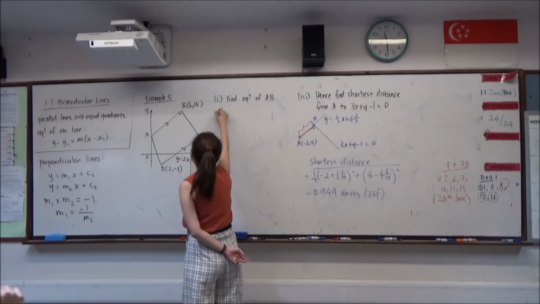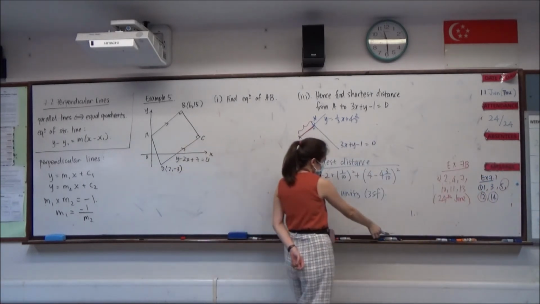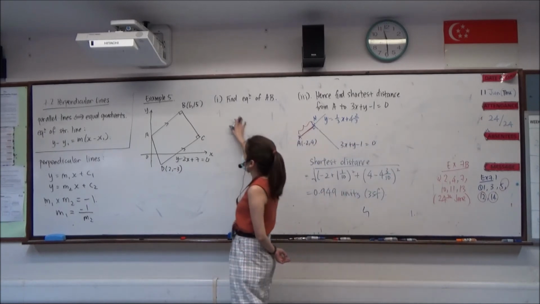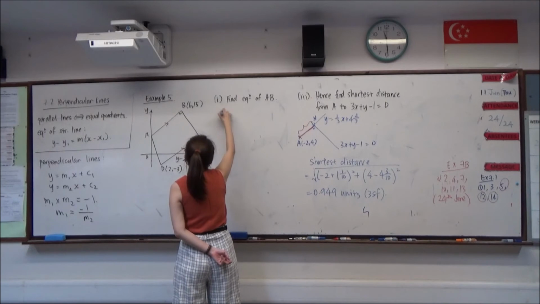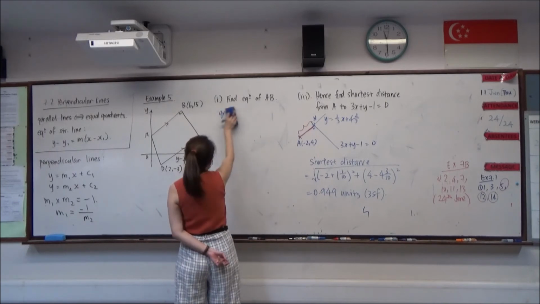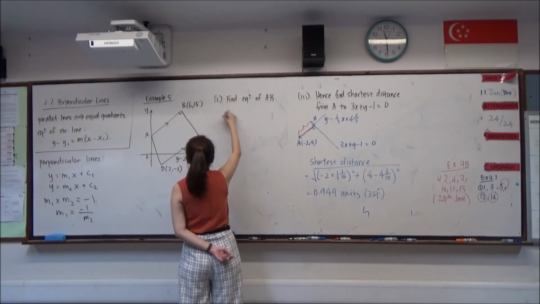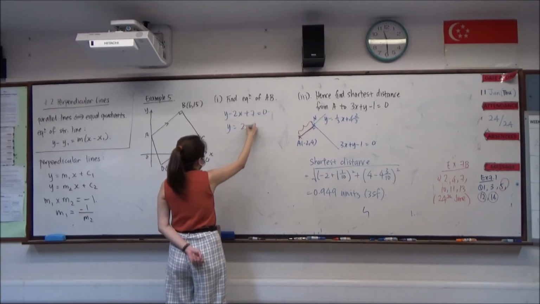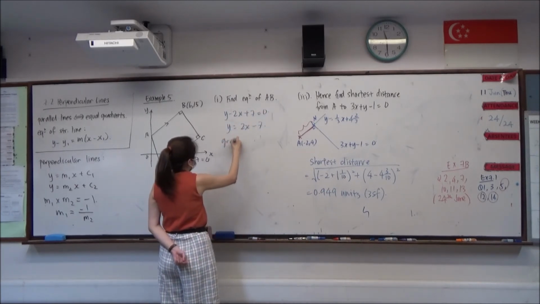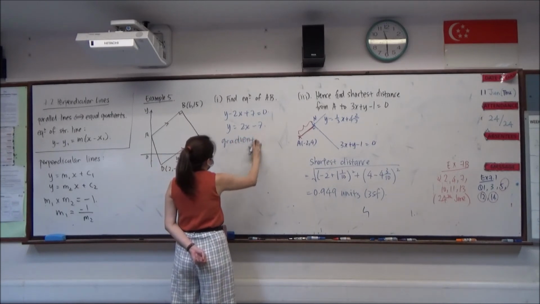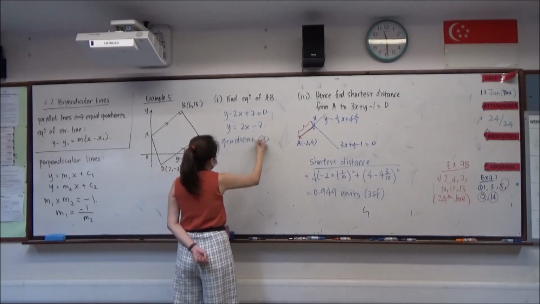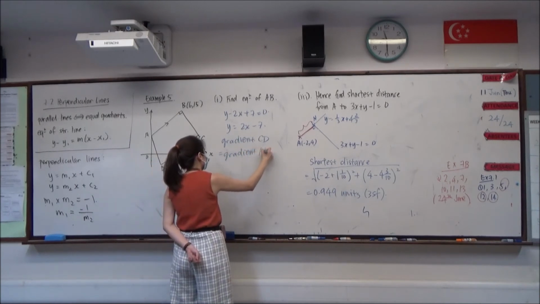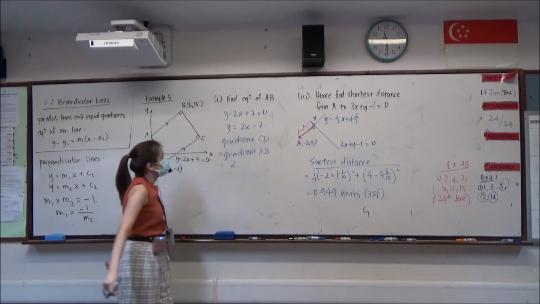Okay, so the gradient of AB will be the same gradient as CD. So we find the gradient of CD by making use of the equation of the line. And that will be equals to 2.